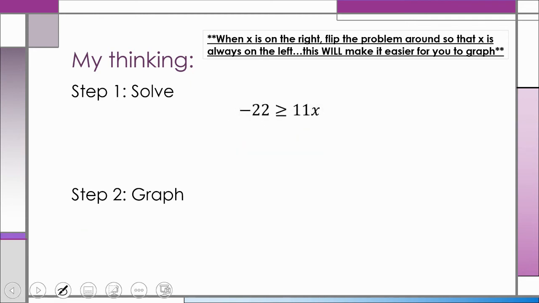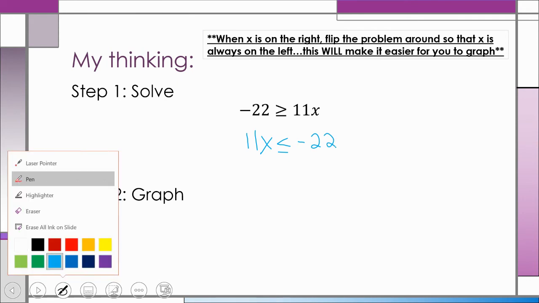On this one, we have negative 22 is greater than or equal to 11x. So same deal. We want to flip it around so it's easier to graph. So my problem is going to be 11x, and I need to flip the inequality, is less than or equal to negative 22.